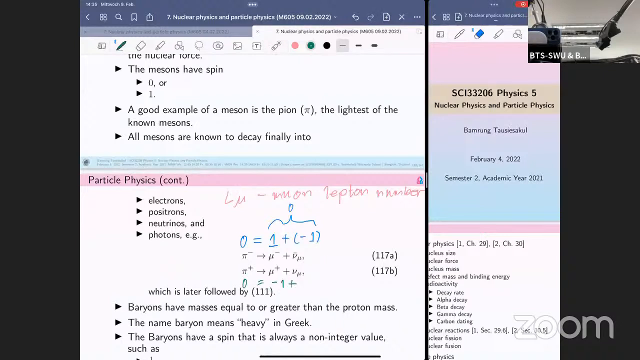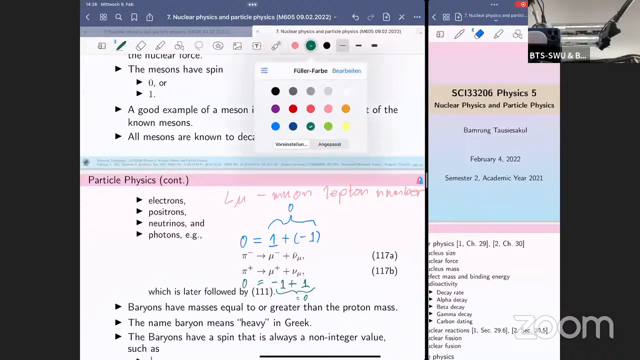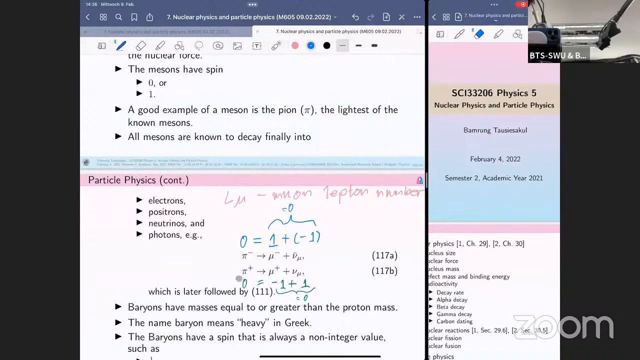And the second one is the muon neutrino. The muon neutrino is assigned to have +1 muon lepton number. So this is number 1. Okay, -1 and 1, so we would remain 0. So we have 0 here, and 0 is equal to 0.